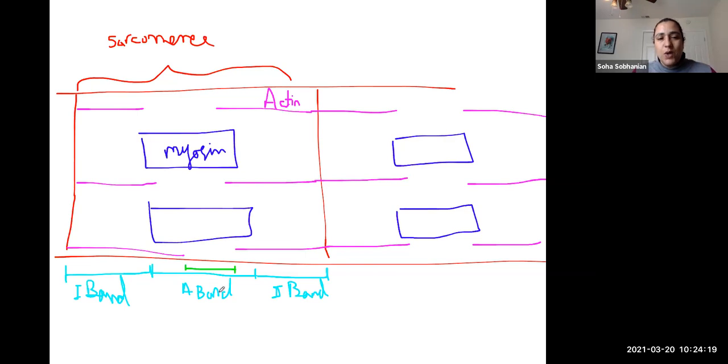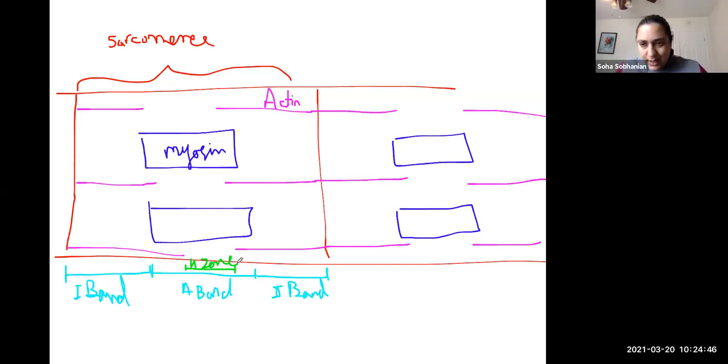So the area where it's only myosin, that's called the H zone. So we have H zone, A band, and I band. I band is actin only. H zone is myosin only. And A band is the length of the myosin as a whole.